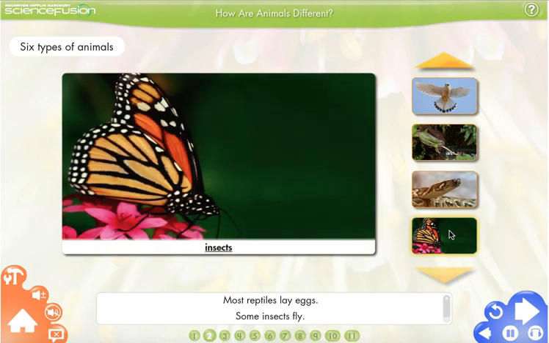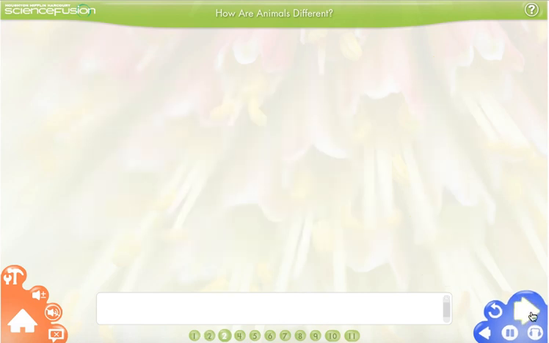Some insects fly. Others walk on 6 legs. Insects have 3 body parts.